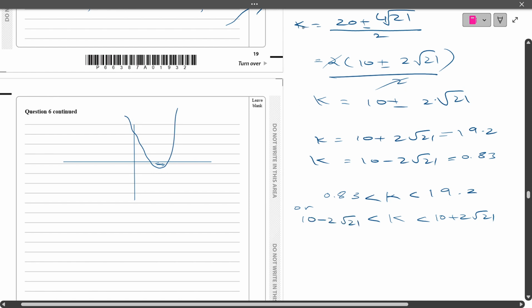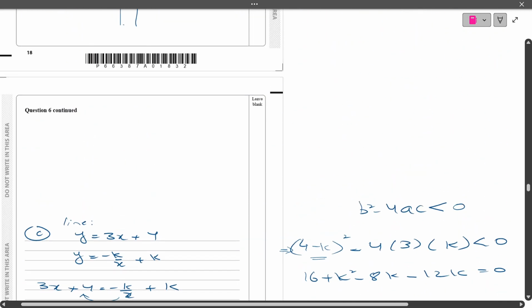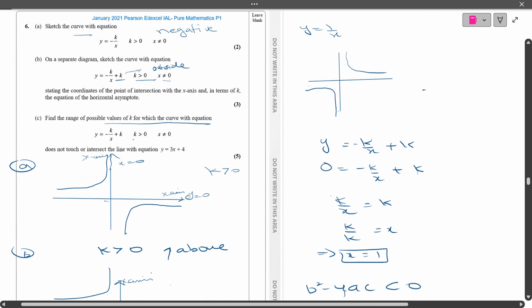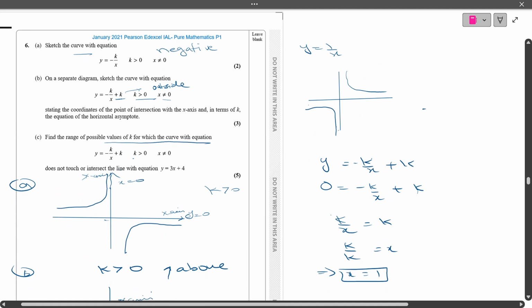This is question number 6 from the paper January 2021, Pearson Edexcel Pure Mathematics P1.